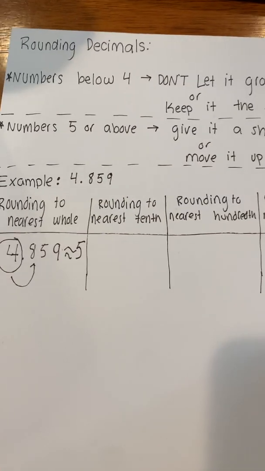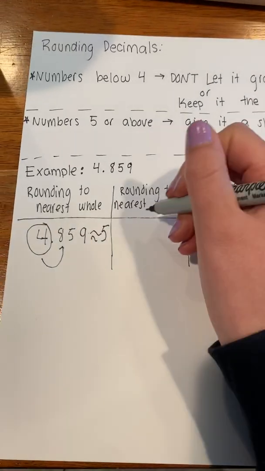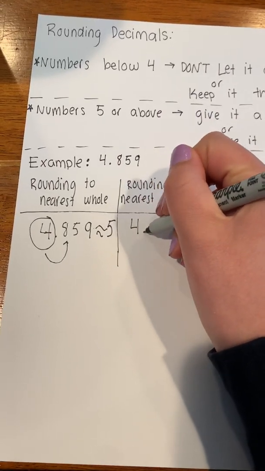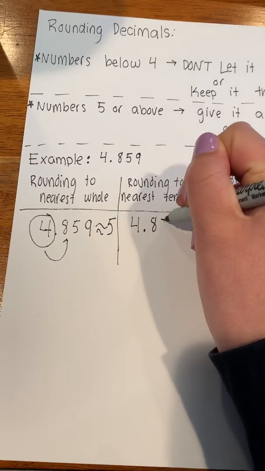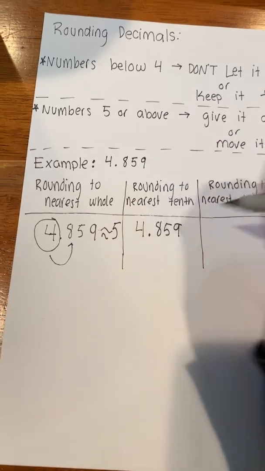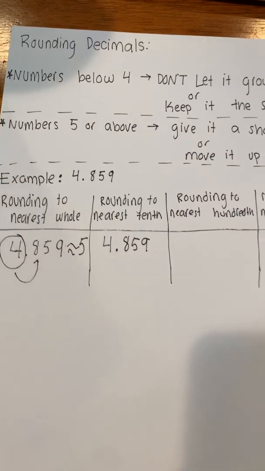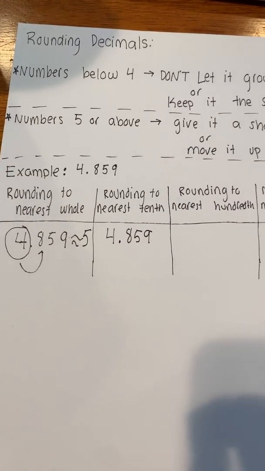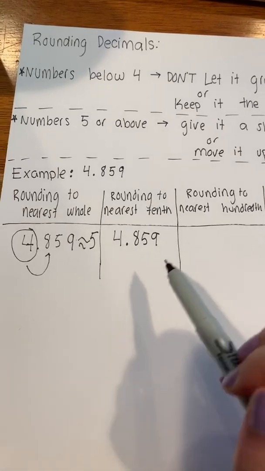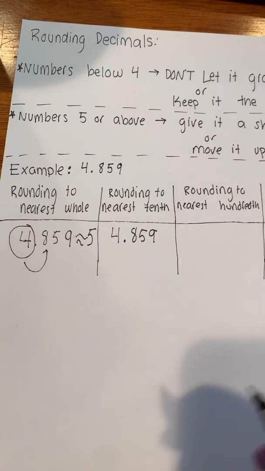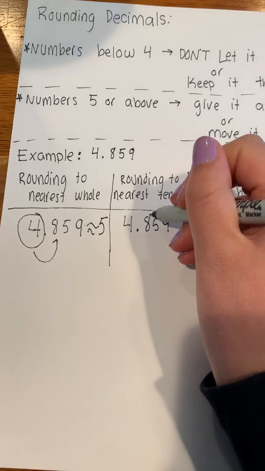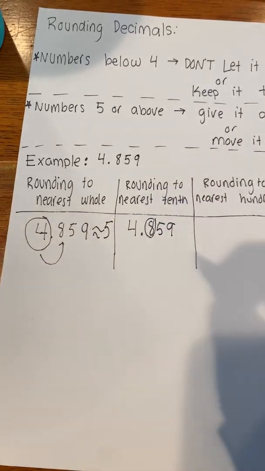So now let's go to rounding to the nearest tenth. What I recommend is you just keep rewriting the number so we can circle the place value that we're working with. This is exactly what you're going to do on your assignment. That's the reason why I'm doing this. So now we circle the tenths place. Remember, the tenths place is the first number after that place value. So it's this 8, okay?